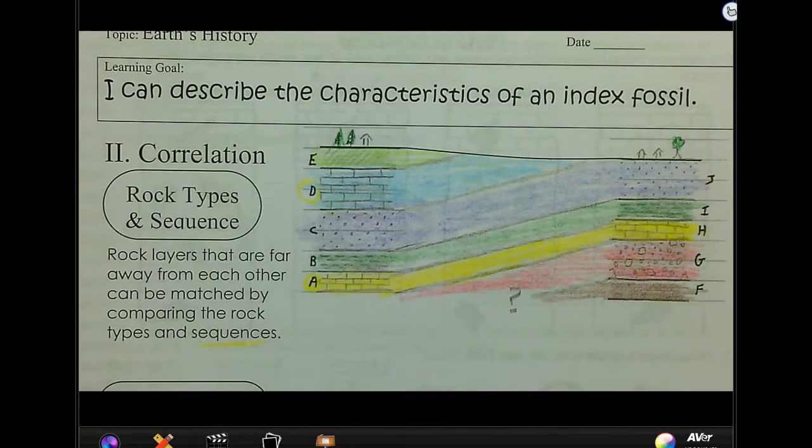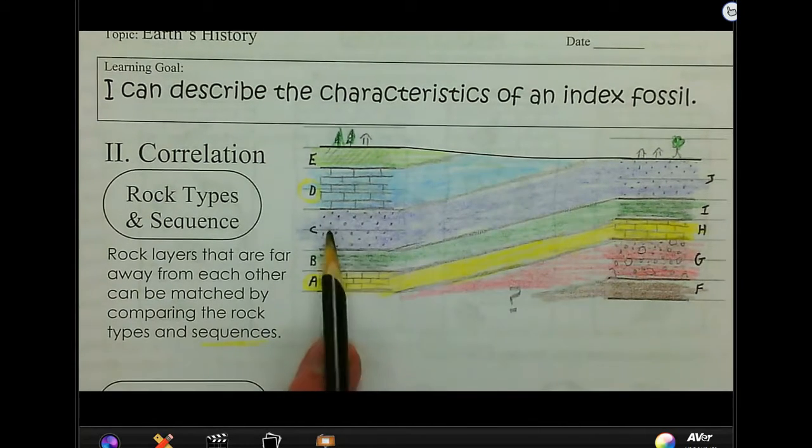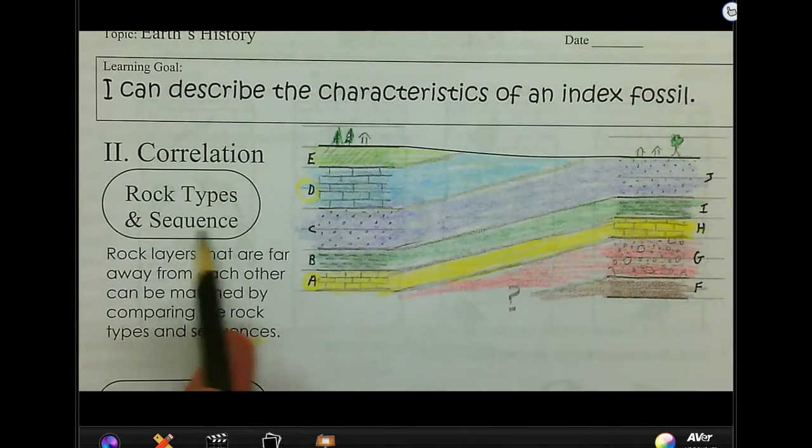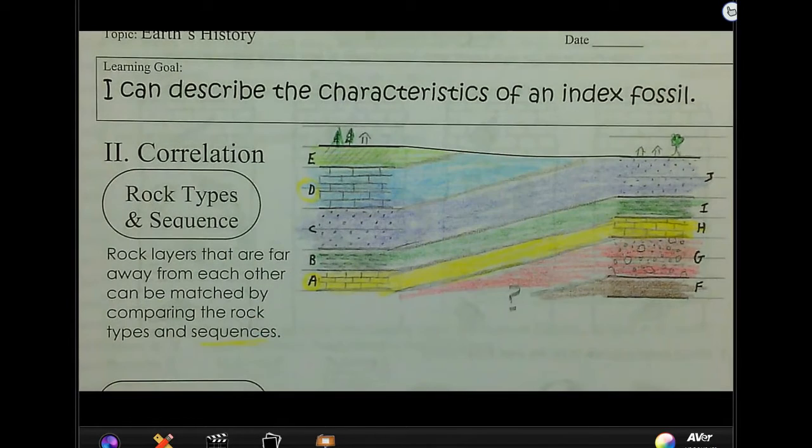So we have just correlated or matched up rock layers in one area with another area, and we did that looking at the types of rock and the sequence of the rocks. More importantly, is what we find in these rock layers to try and match the rock layers up, and those are fossils.